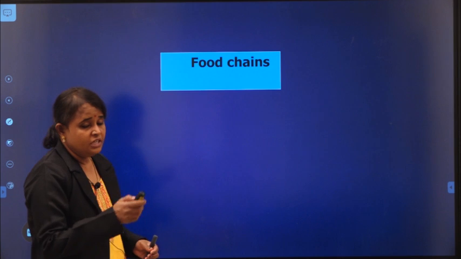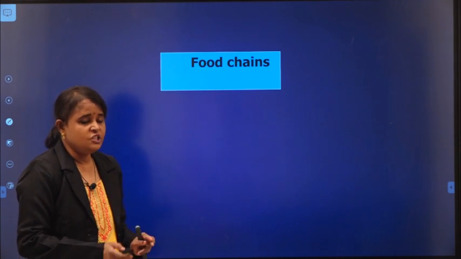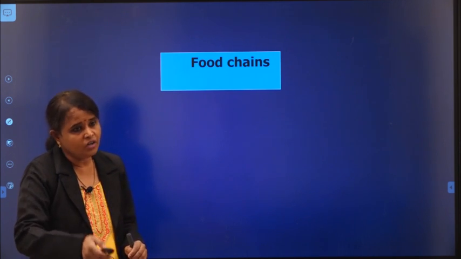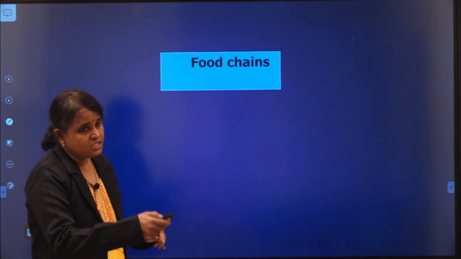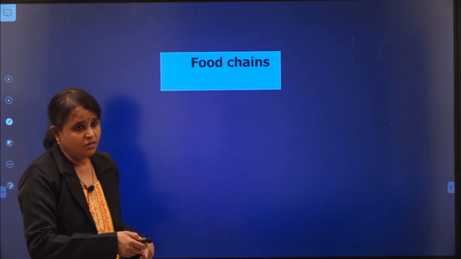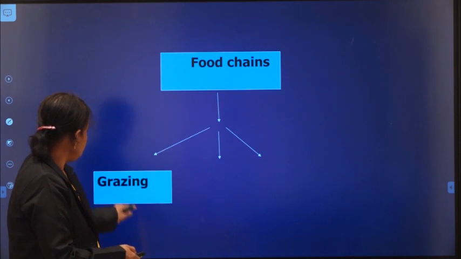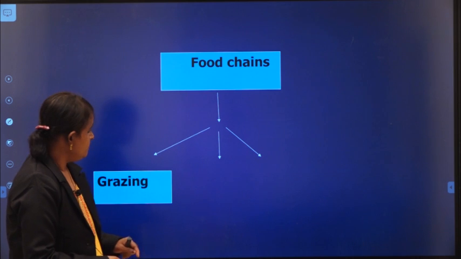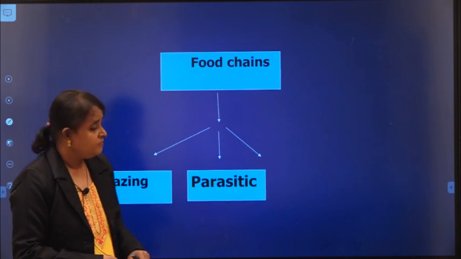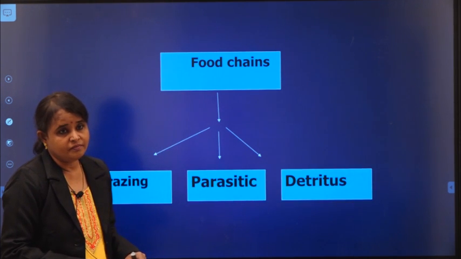Now these food chains are classified into three types. Actually, terrestrial food chain means on land, and aquatic food chain means in water. Here the food chains are classified into three types. These are the types of food chains. You can see the first one, grazing food chain, the second one, parasitic food chain, and the third one, detritus food chain.